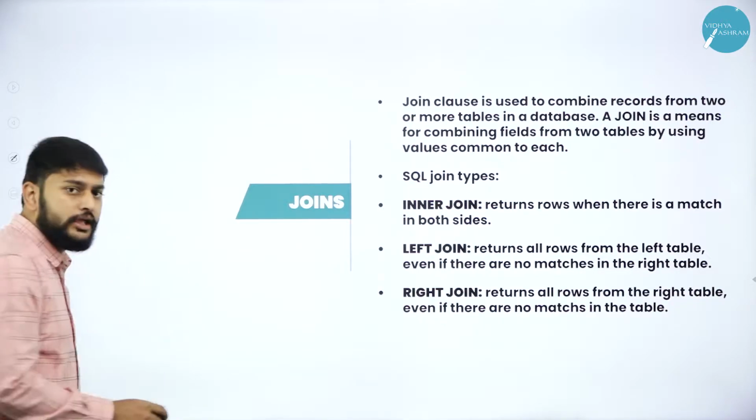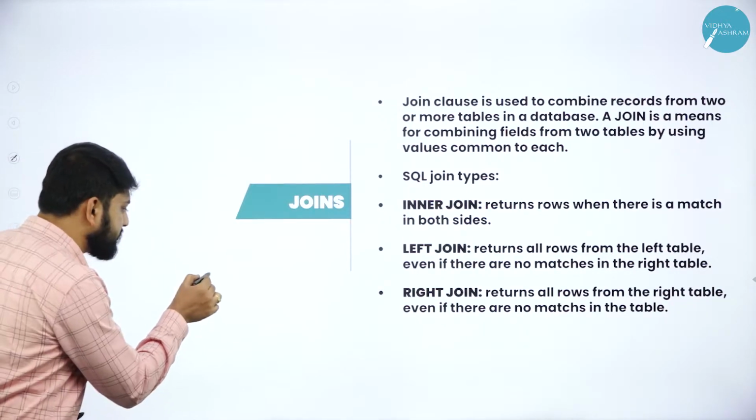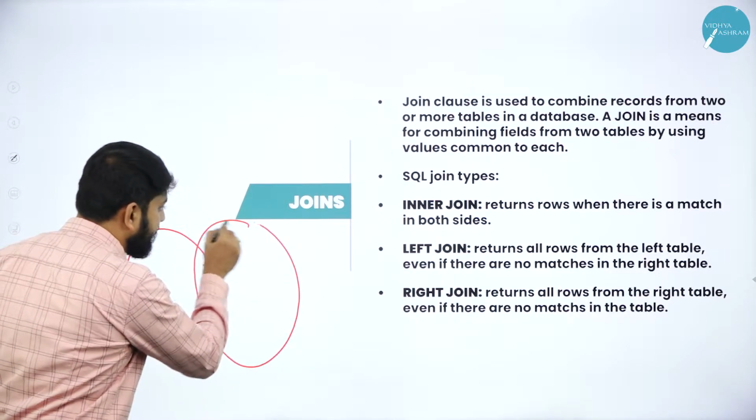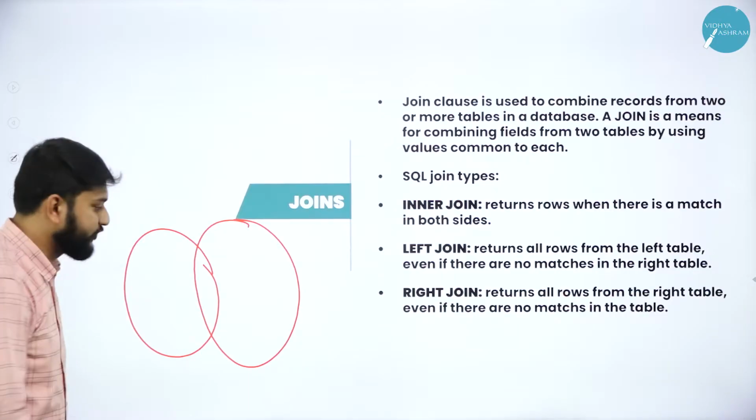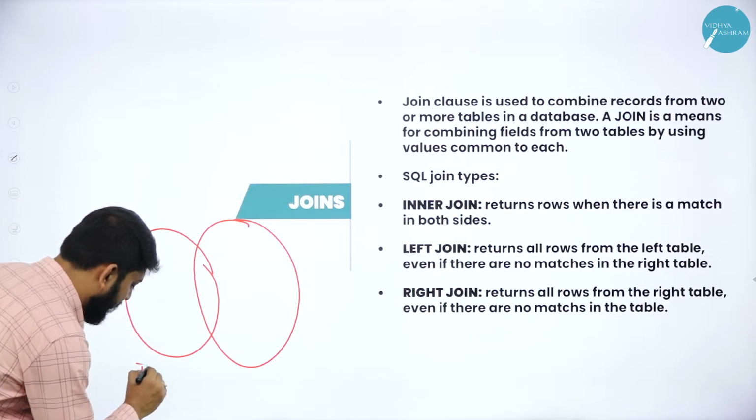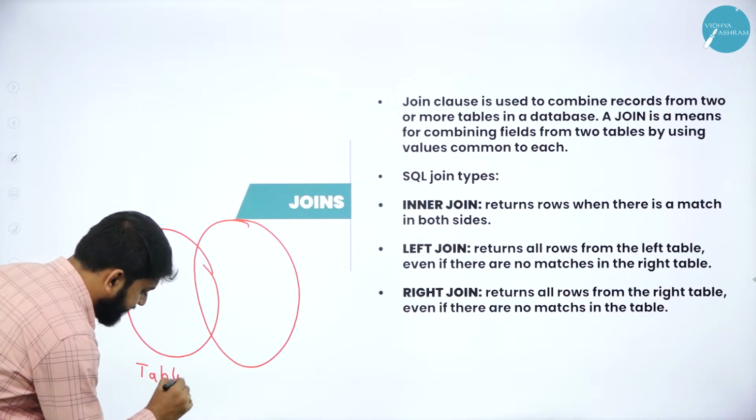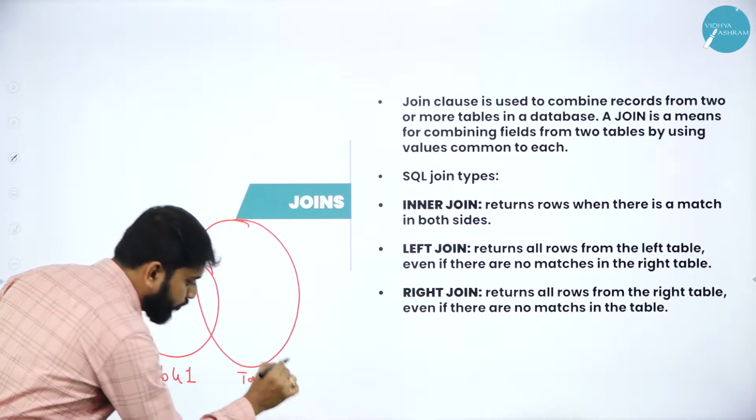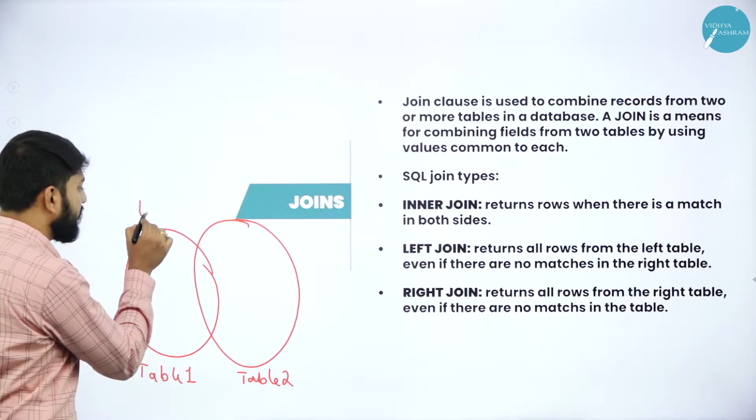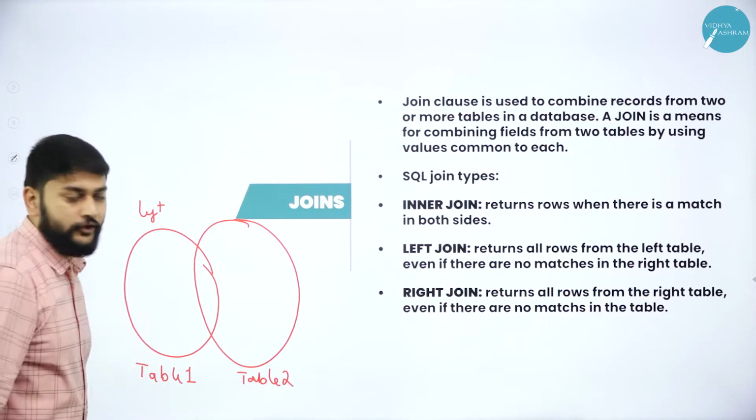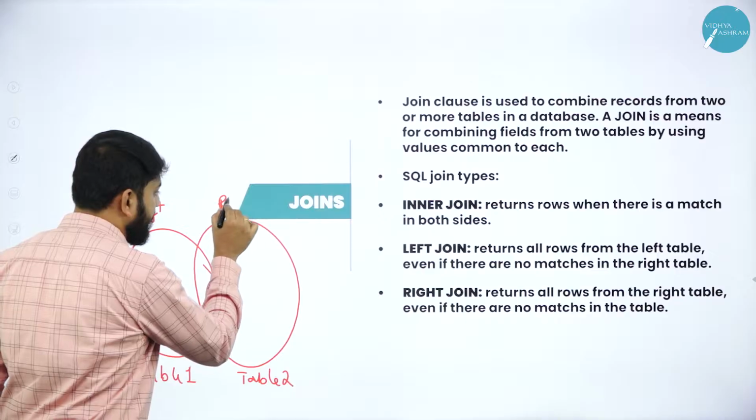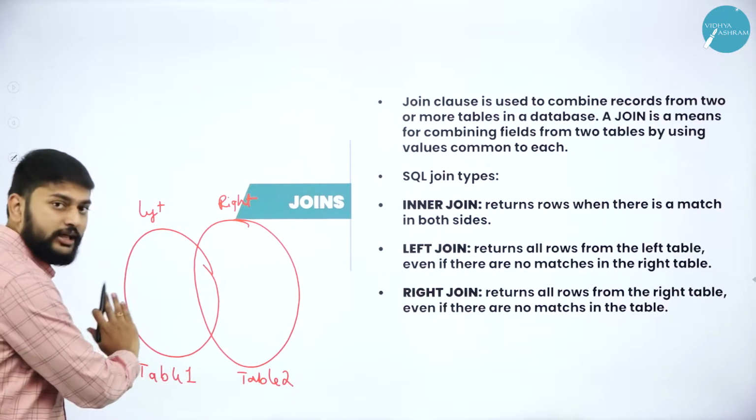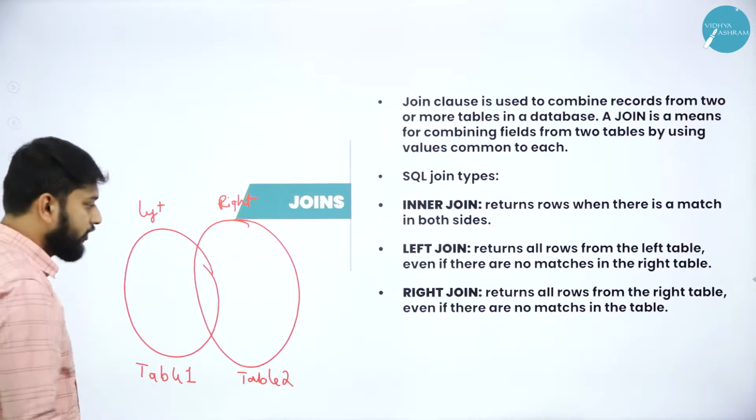As I told you, instead of using table, I'll just use Venn diagram, right? Okay, so somehow it is looking good now. So this I will call it as table 1. This I will call it as table 2. So this I will call it as a left side table, and this I will call it as a right side table. This is the left side table, this is the right side table.